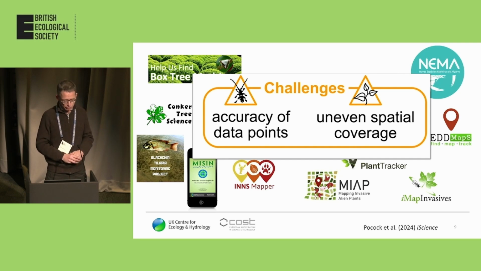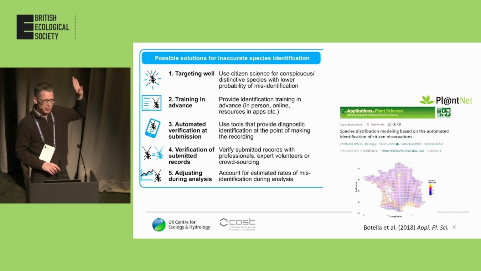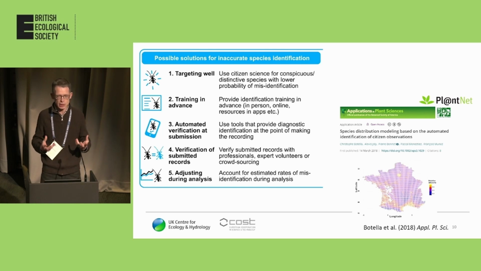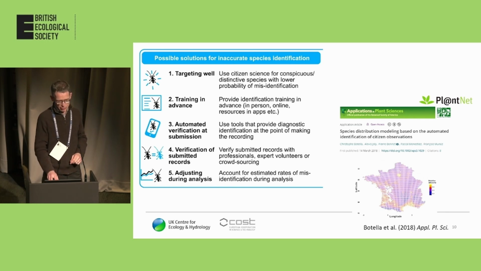When we think about citizen science, one of the classic questions is how to think about the accuracy of the data points. The other is the fit for purpose of the data set, and one of the critical things there is uneven spatial coverage. I'm not going to go through all of this in detail, but you can read it in the paper that I referenced. There are a range of solutions, and one of the solutions for accuracy is using technology. Toka talked about that: image recognition and things like that can be built into the apps and smartphones that people use. PlantNet is one really great example of that.